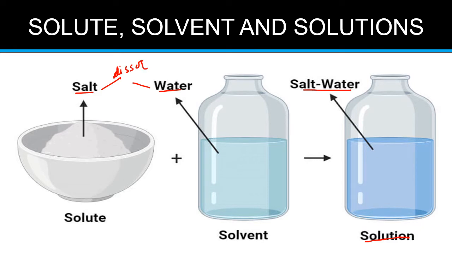The solid substance which is dissolved in water is called solute. The liquid in which solid gets dissolved is called solvent. When they both mix together, then they form a solution. So here in this example, salt is a solute, water is the solvent, and the salt water obtained is called a solution. Therefore, solute plus solvent is equal to solution.